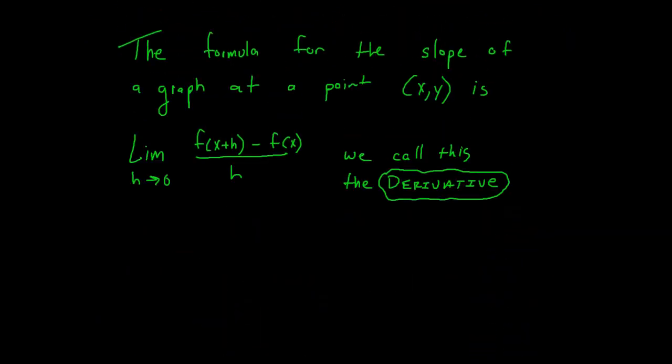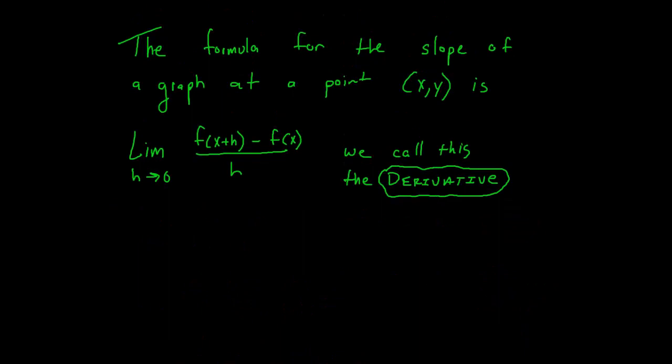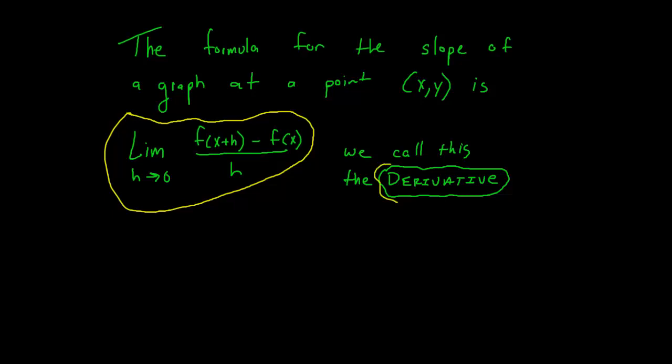Okay? So, the formula for the slope of a graph at a point is right here. This is a formula for the slope of the tangent line at a graph. That is what we call the formula for the slope of the tangent line at a point x comma y. Now, we have a special name for this. We call it the derivative. This is called the derivative. Now, this is a calculus term. Why is it called the derivative? Because we derive it from the original function. So we take f of x and we derive a formula for the slope.